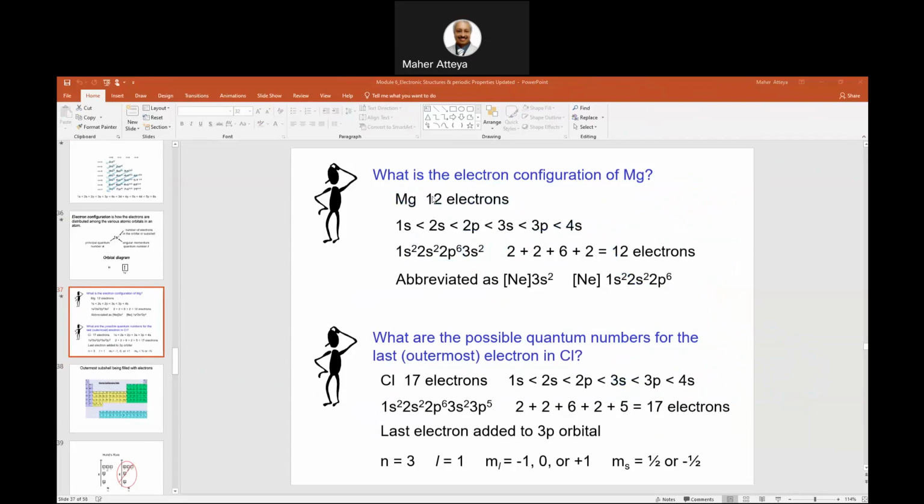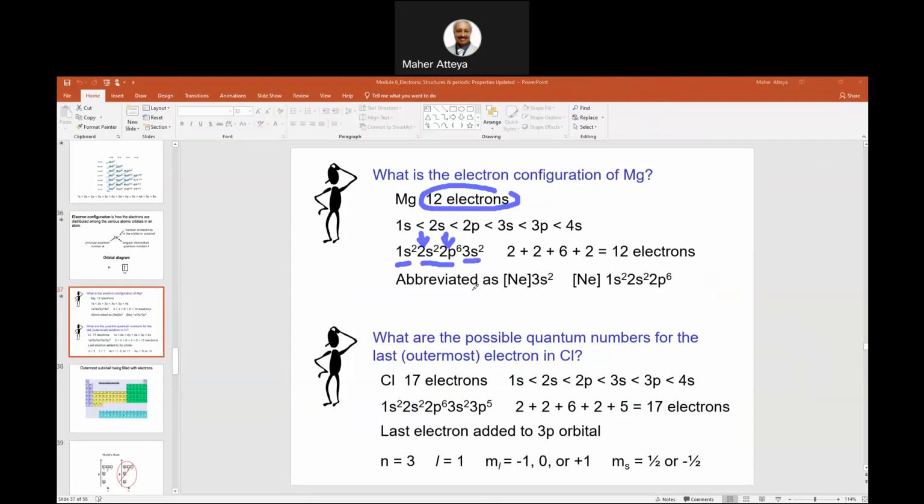So let's look at this here. Now we have 12. We have accommodated 12 here. How did we accommodate them? 1s2 maximum. That's the first. Then 2s2, 2p6; this is 8, and 2 here makes 10. The last 2 is the valence electrons, 3s2. So that's the way we can do it.